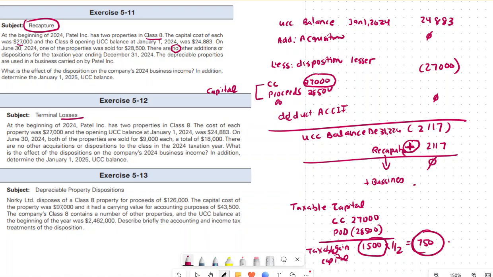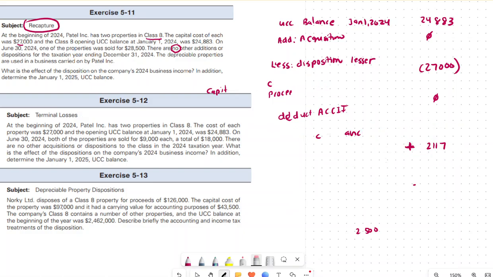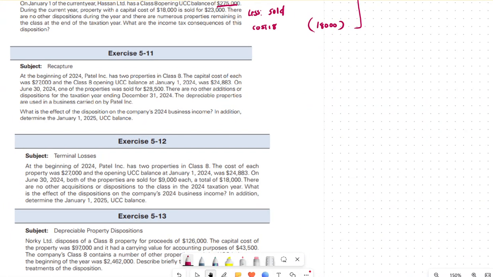I need to add this into the business income, and we also have to add the recapture into the business income. They both are going to be added to my business income. A terminal loss is when the asset pool has a positive number left. It has to be the last asset in the pool in order to have a terminal loss.